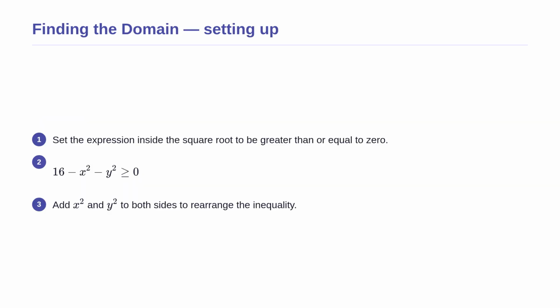To find the domain, we set up an inequality based on our rule. We write 16 minus x squared minus y squared is greater than or equal to 0. If this expression were negative, the function would break and fail to produce a real number. Setting up this inequality is always the first step when finding the domain of a square root function. Next, we want to rearrange this inequality to make it easier to understand visually, so we move the variables to the other side.